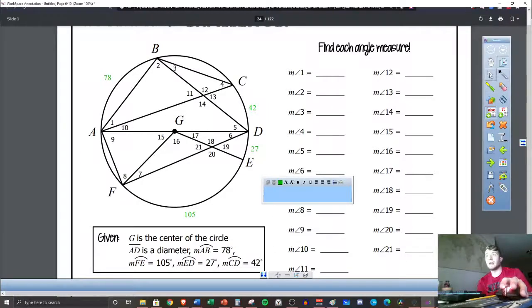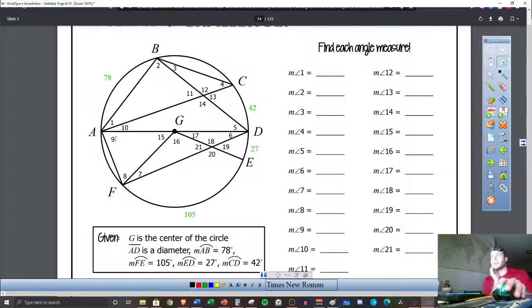I want to change my text color to black. Okay, so we have all those arcs. That's the given information right there. Now we begin. Obviously, it's natural to start at number 1. So we look at angle 1, that's B. Let me change color here. I'll make this green. B, A, C.